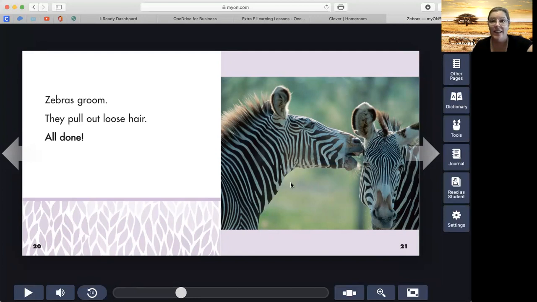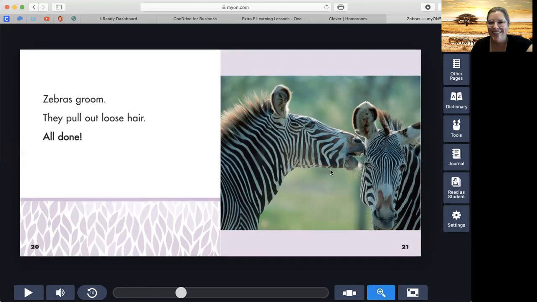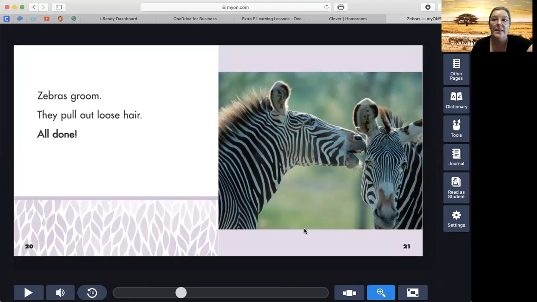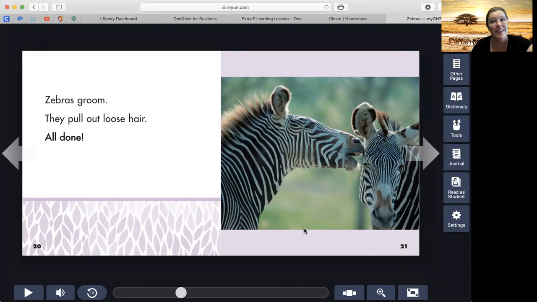And you know what is so funny? This reminds me of my doggies, Lucy and Teddy, because they groom each other. So Teddy likes to groom Lucy by cleaning out her ears and licking her teeth. He does all of the gross stuff. And then Lucy grooms Teddy by sometimes trying to pull out his whiskers. So you'll notice that this zebra, he's using his mouth to pull out some of the loose hair from this other zebra. So they're helping each other out by grooming each other. That's really nice.